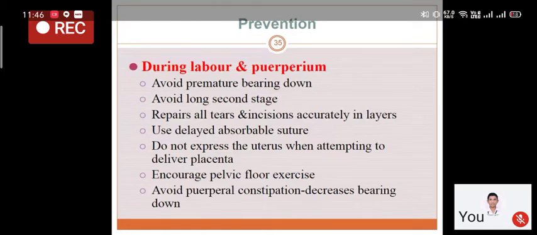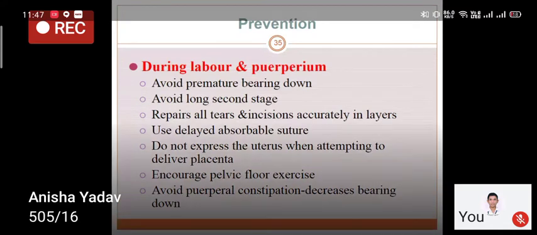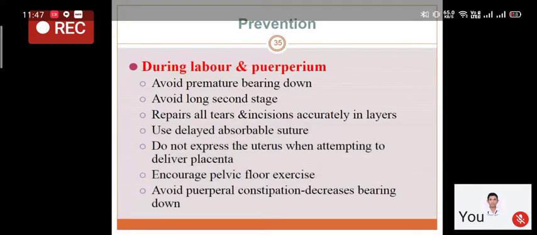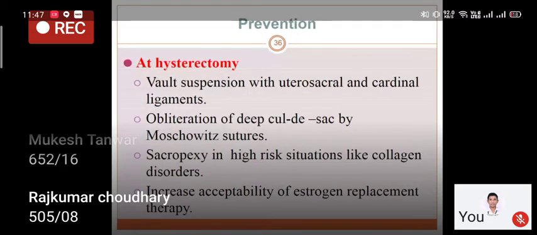So these are the factors which can be done during labor and puerperium to avoid occurrence of prolapse later on in life. Avoid premature bearing down, avoid a long second stage, repair the tears and incisions accurately with delayed absorbable suture, the placenta should never be pulled, and the patient should be encouraged to do pelvic floor exercises, the Kegel exercises, post delivery, and avoid puerperal constipation and should not bear down.